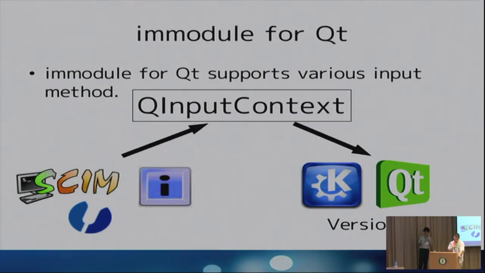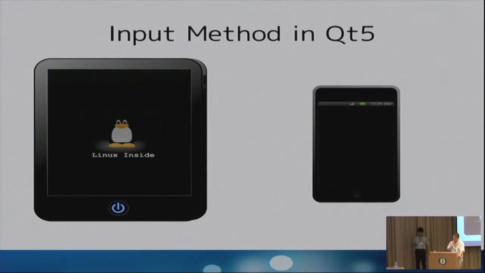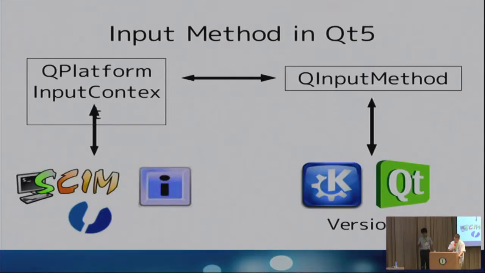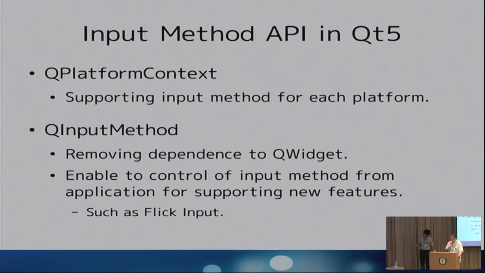Immodule for Qt was a new feature in Qt 4, but today there are new kinds of platforms such as tablets, PCs, and smartphones. On those devices, we enter characters in a different way from a keyboard. In Qt 5, implementations for those new input methods are included. In Qt 5, QInputContext was changed to QPlatformInputContext, and the QInputMethod class was introduced. QPlatformInputContext supports input methods for each platform.